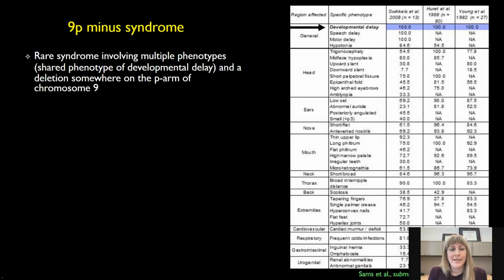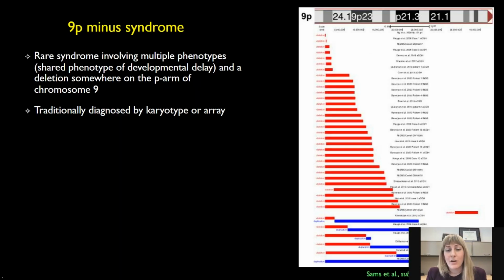Now, 9p- syndrome is typified by an individual having a deletion somewhere on the P arm of chromosome 9. We've gone through and aggregated all of the deletions that we can find from the literature that have fairly good breakpoints based on the traditional work from karyotype and array. So on the right-hand side, you can see this is the P arm of chromosome 9, and basically all you really need to get from this are the red bars are the deletions, and the blue ones are the duplications. So surprisingly, some people also have duplications along with the deletion.